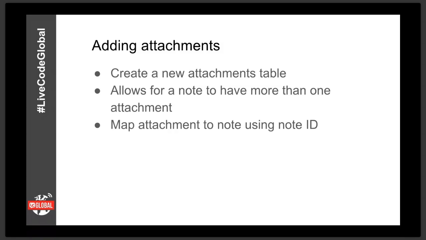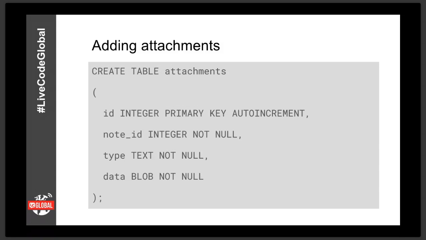And the way we do that is using the note ID. So I'll show you what our attachments table looks like. Like our notes table, each attachment has a unique ID. We use the auto increment keyword there to make sure that each attachment is given a unique ID on insert. The next thing we have is note ID. Now this is the interesting bit. This is the ID of the note that the attachment is attached to or mapped to. I'll show you that in a little diagram in the next slide.